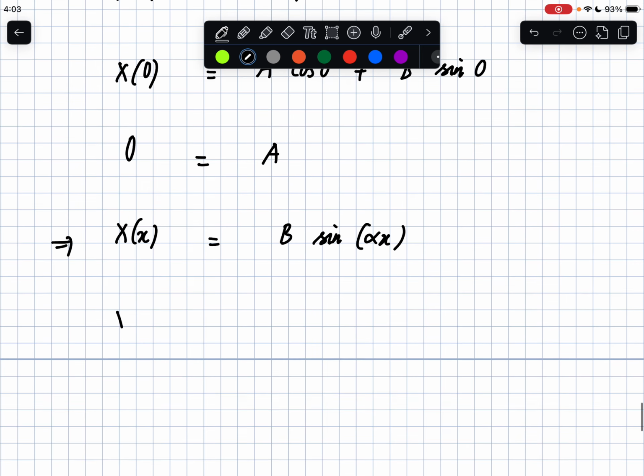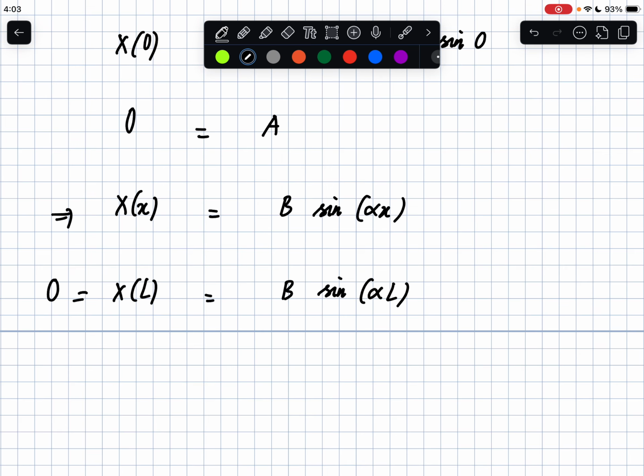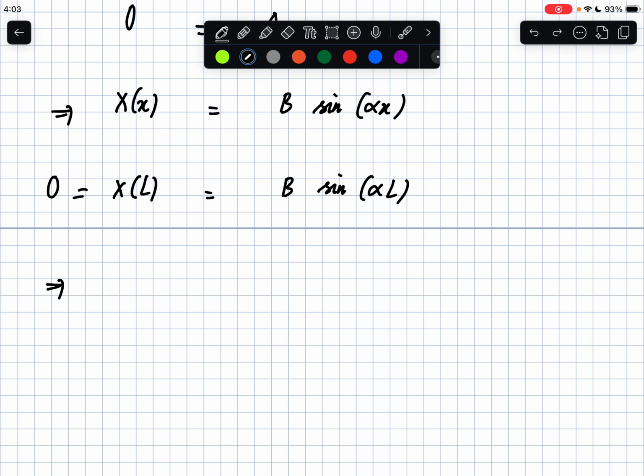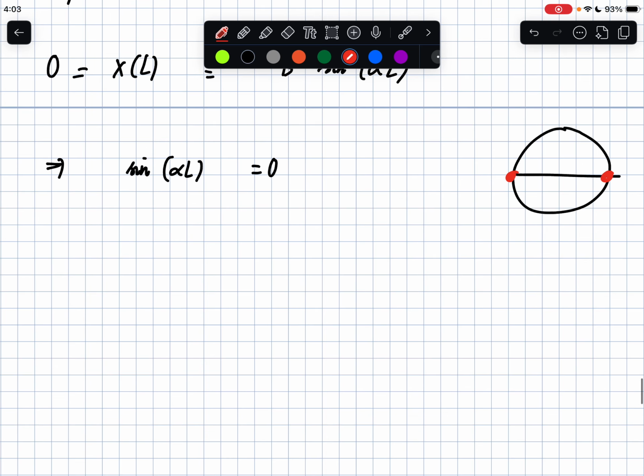Now we use X at L, b sine alpha L. But X at L is 0. And we do not want b also 0, because if b is 0, we again have the trivial solution. So sine of alpha L is 0. Alpha L must be here or here. So alpha L must be a natural number times pi, because we choose alpha to be positive.